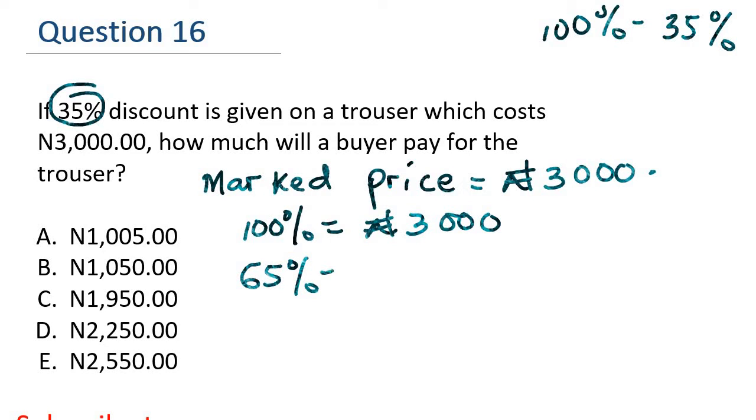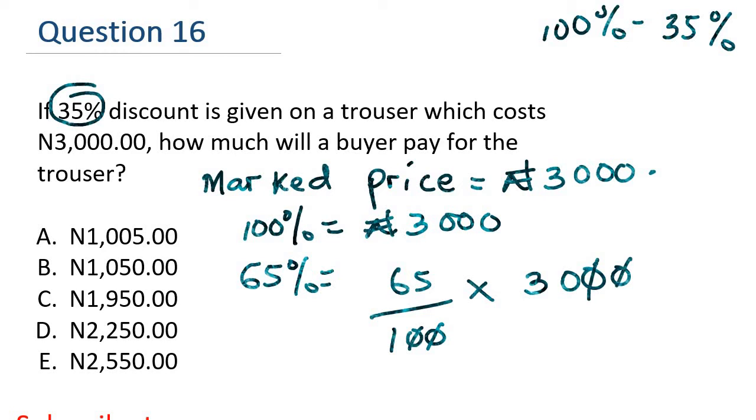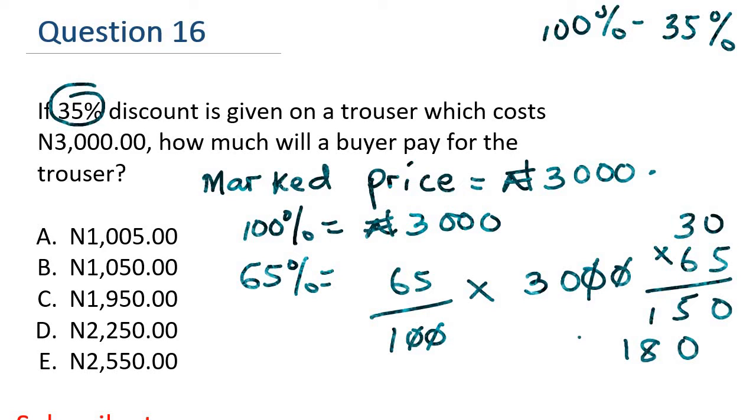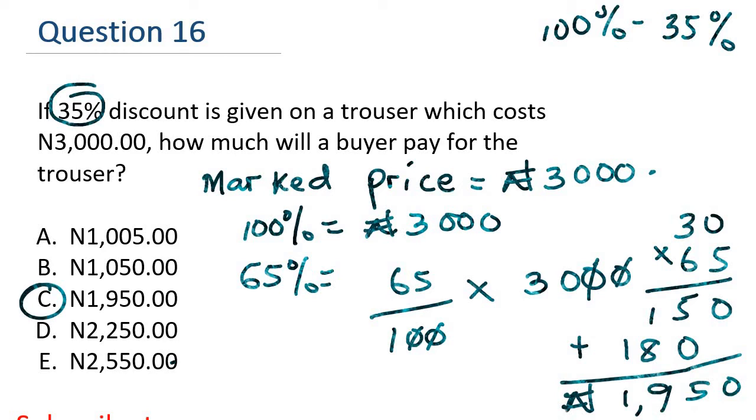Okay, so all you are going to pay is 65 over 100 times the worth of the trouser, which is 3,000 naira. The 2 zeros cancel these 2 zeros. So 30 times 65 will give you your answer. 5 times 0, 0. 5 times 3, 15. 6 times 0, 0. 6 times 3, 18. Let's sum this. Answer 1950, which is C.